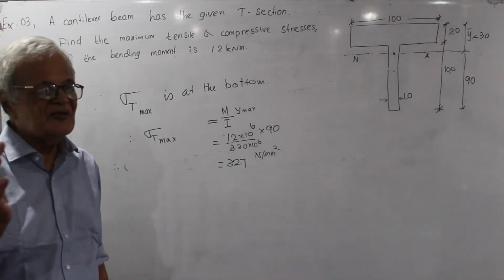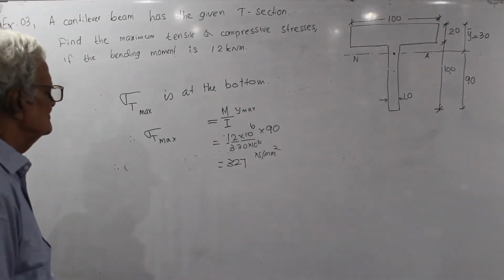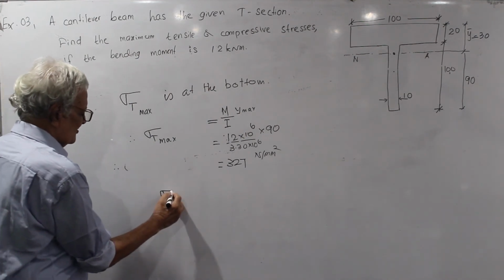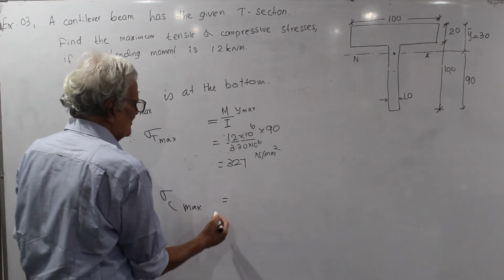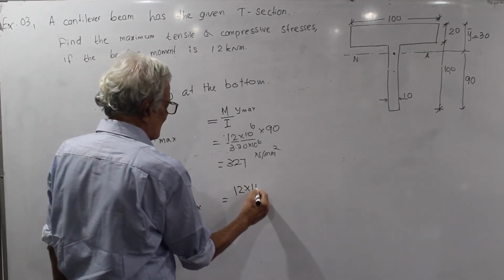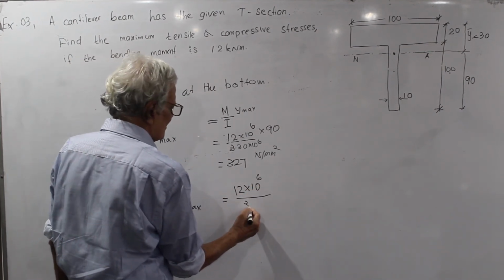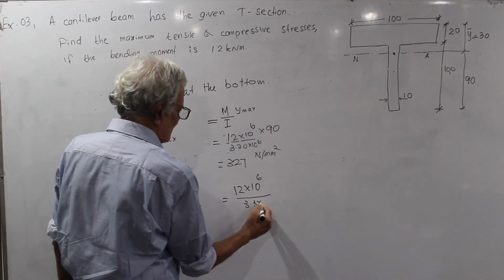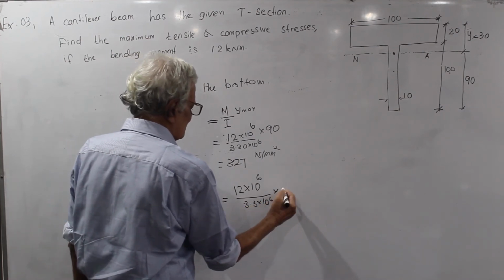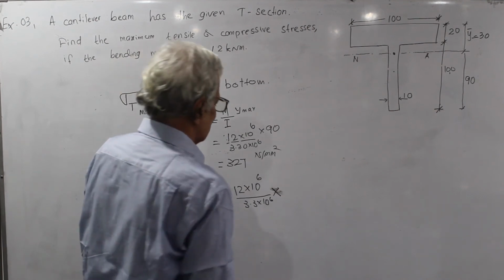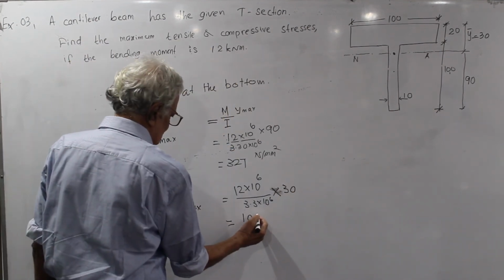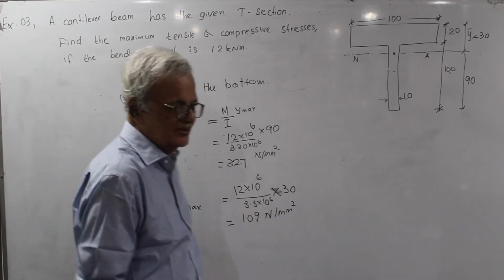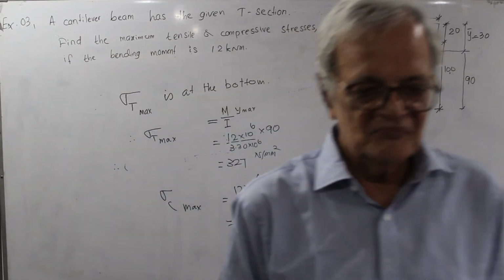At the top, the maximum stress is compressive and given by sigma C maximum equals 12 into 10 to the power 6 over 3.3 into 10 to the power 6 into 30. So that equals 109. So those values are good.